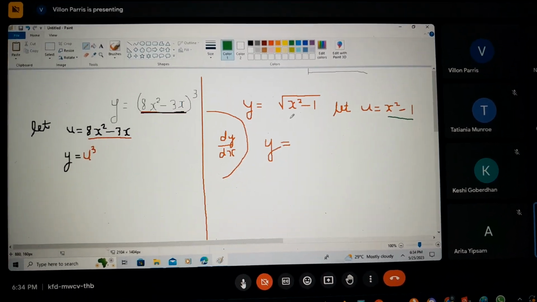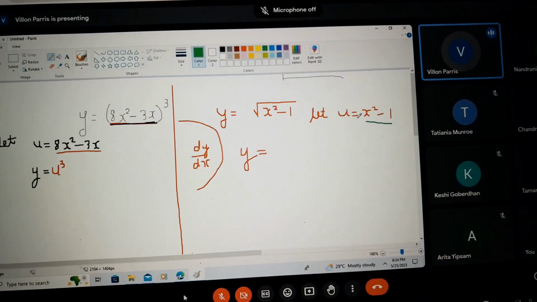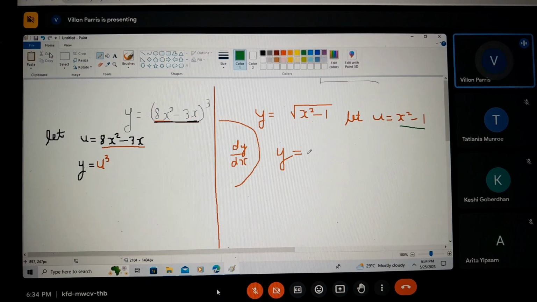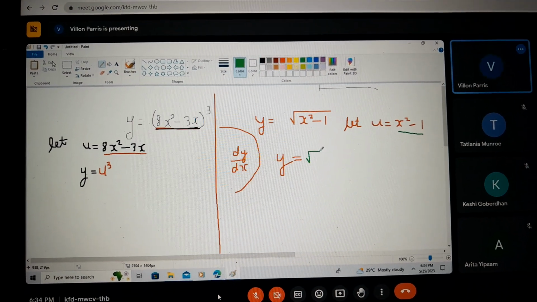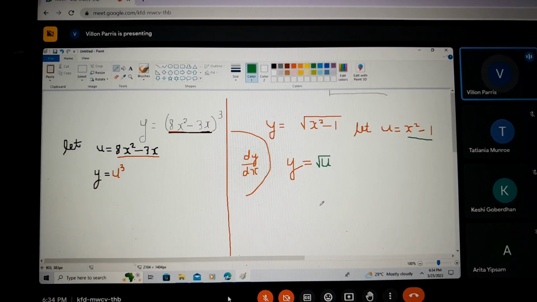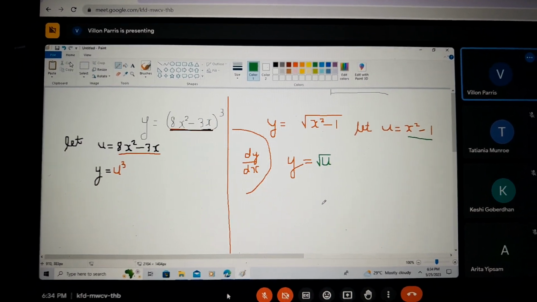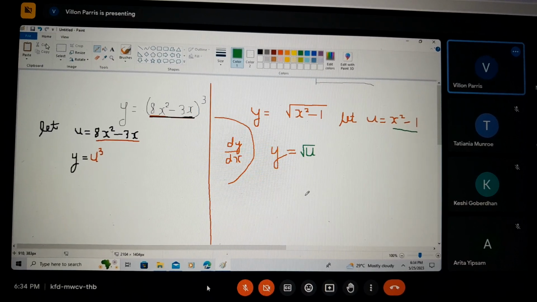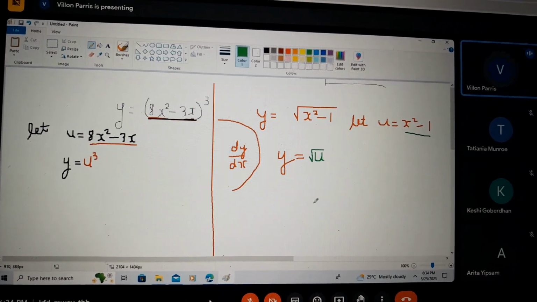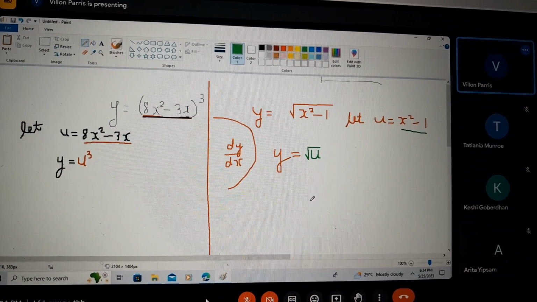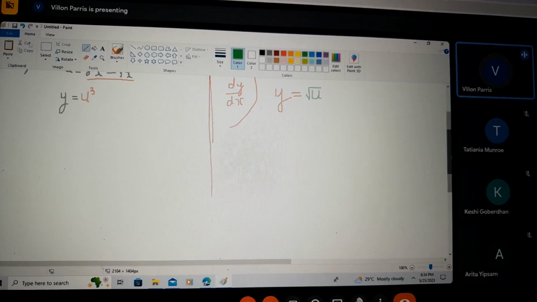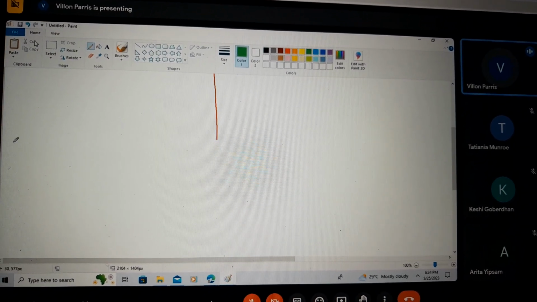So the root of u? Excellent. So where I had x squared minus 1, remember I'm saying that u is equal to that. So I'll write it as y is equal to the root of u. Is this clear with everyone? This is how we engage with the chain rule. So I'll do one more before we actually work this out, because I feel strongly that we have to go with the chain.